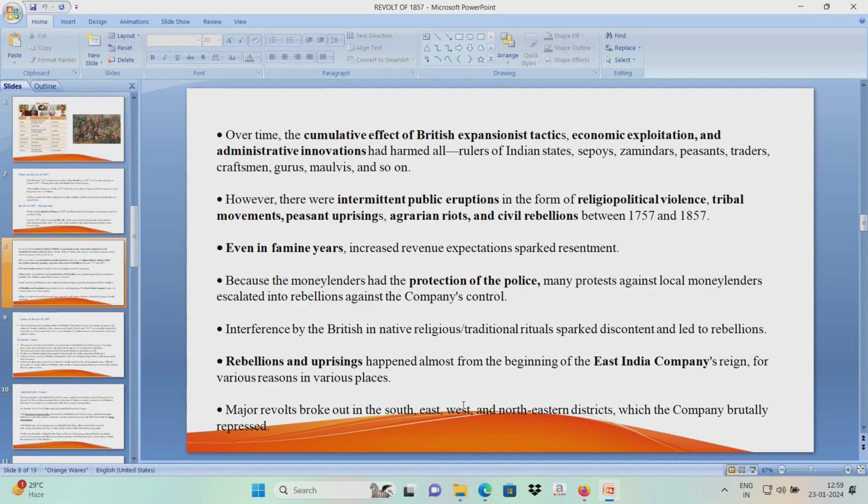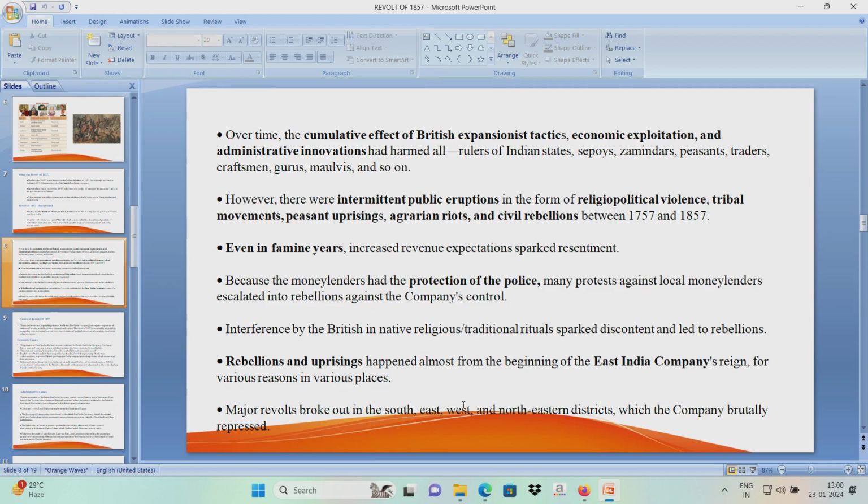Next, the interference by the British in native religious and traditional rituals sparked discontent and led to rebellions. So rebellions and uprisings happened almost from the beginning of the British reign, in various regions and various places. Even after the 1857 revolt, some of the movements persisted. Major revolts broke out in the south, east, west and north districts.